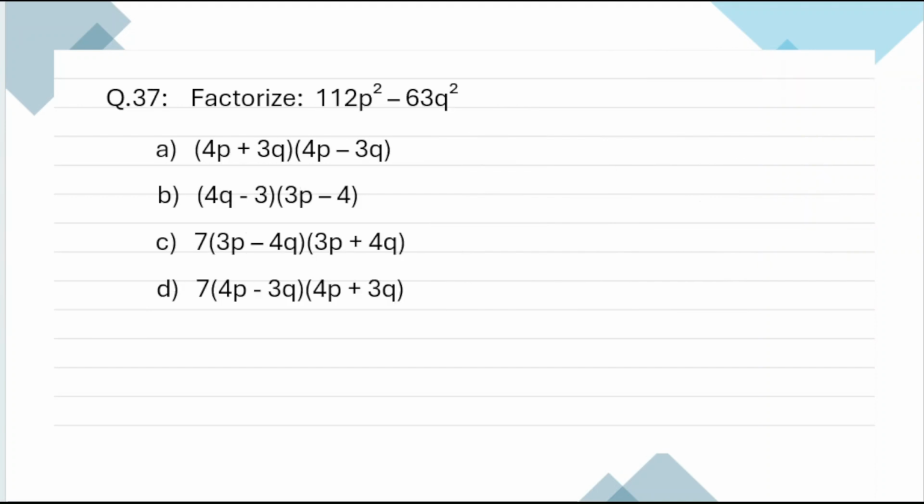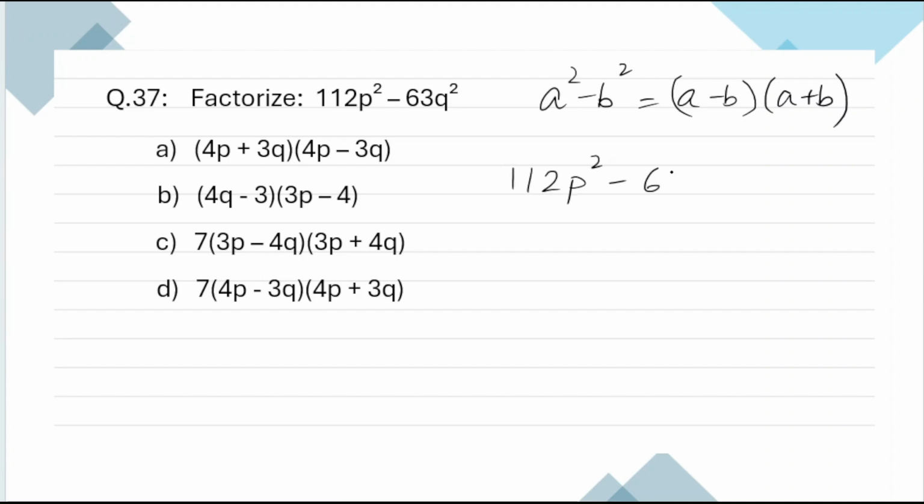Factorize 112p square minus 63q square. It looks like the difference of the squares of binomials, which has this expansion. But 112 and 63 are not perfect square numbers. So what can I do? In these cases, there is some common factor. So let's take out that common factor and see what happens. 112 and 63 are both multiples of 7. So take the common factor 7 out.